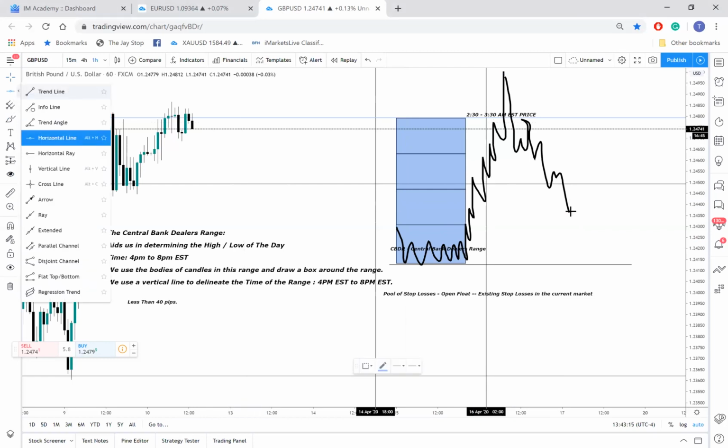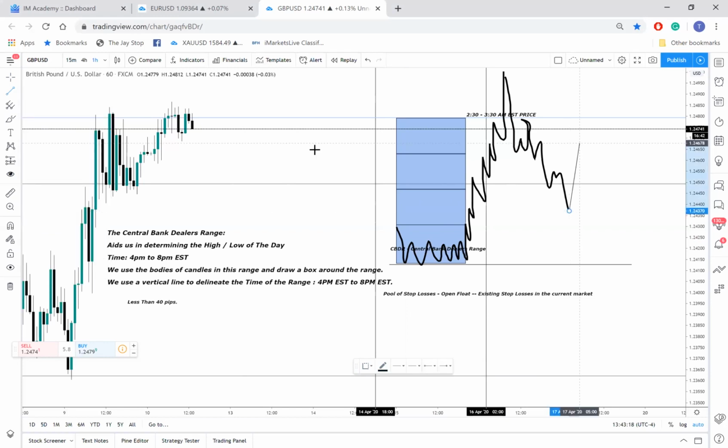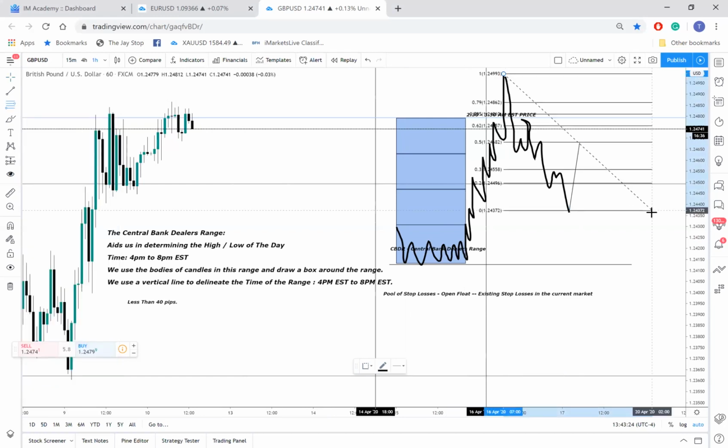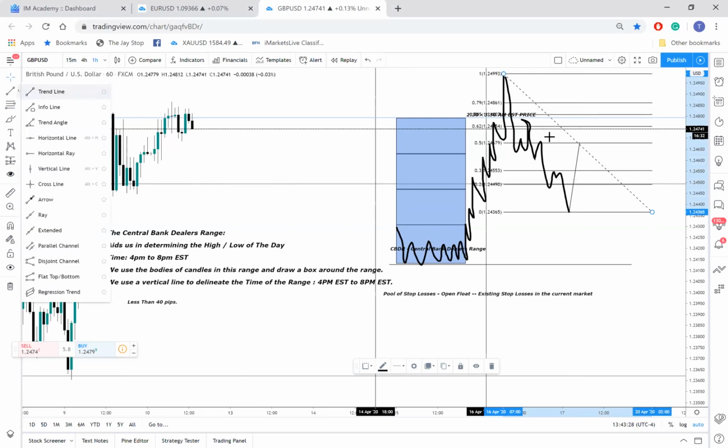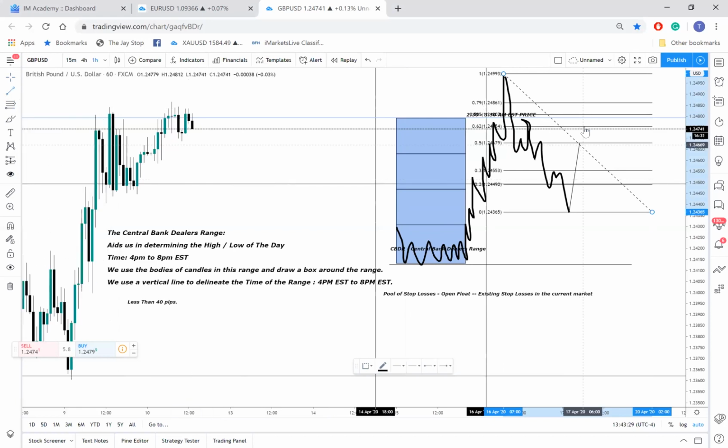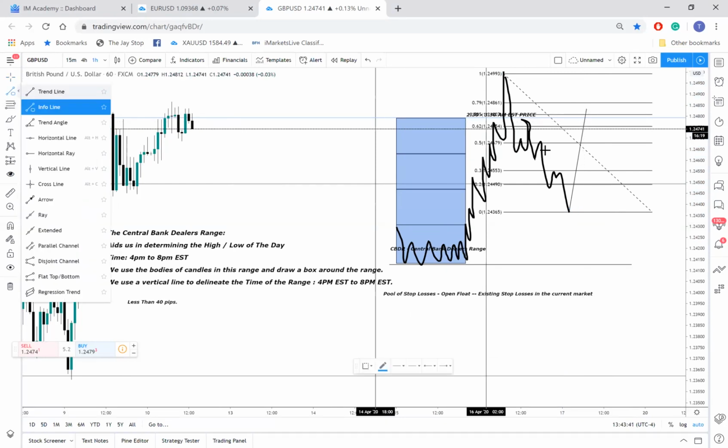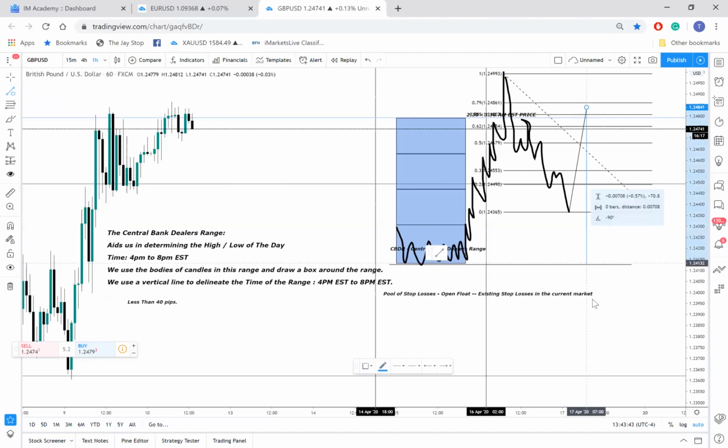Let's just say they retrace that, right? Typically, you would draw your fib down from here to here. Once that hits the 62 to 79, boom. That'll be your optimal trade entry for New York to go short. And then they'll drag it down just like that.